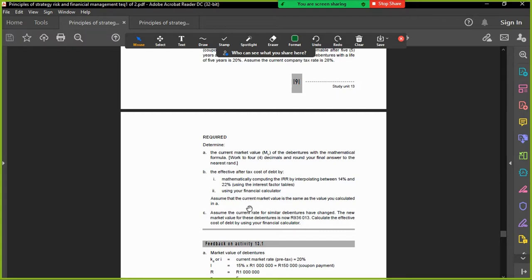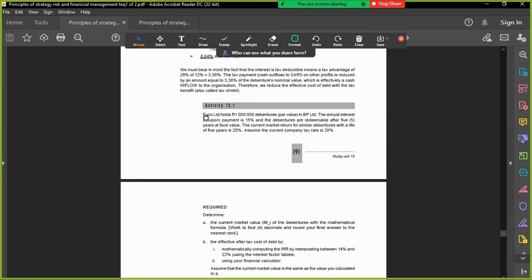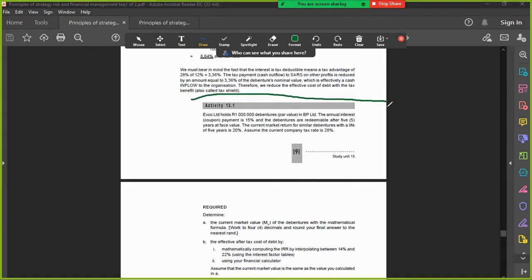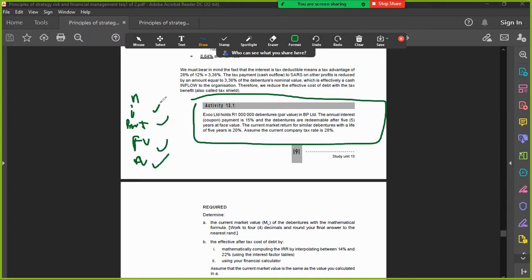Calculator work. And then they said, assume the current market value is the same as the value calculated in A. All right, so A, B, and C all cover the same scenario. So you need to use these measures when doing those calculations. Remember, it's all time value of money. So the N, the I, the PMT, the future value, and the PV. That's what you need to do any of those workings or calculations.